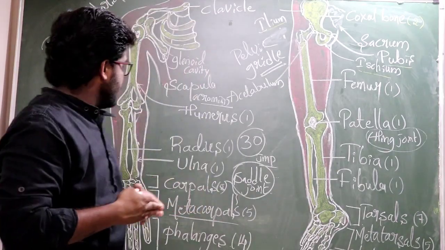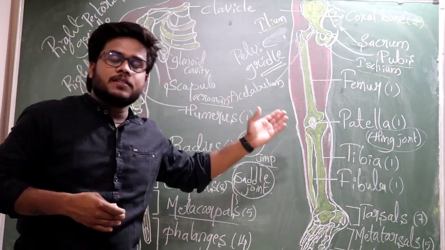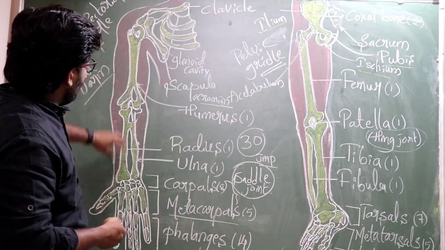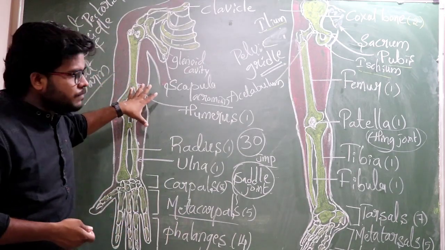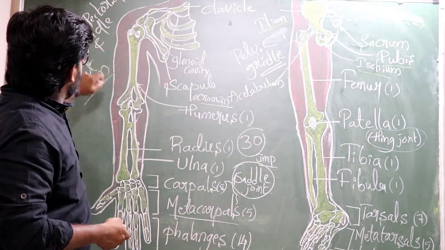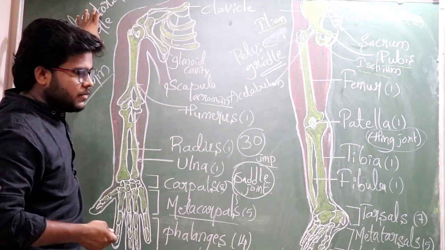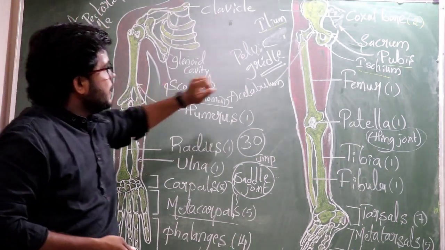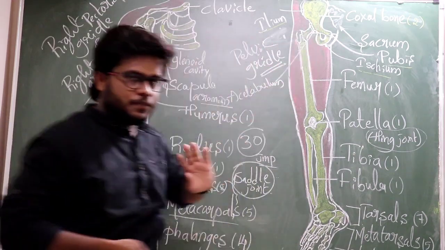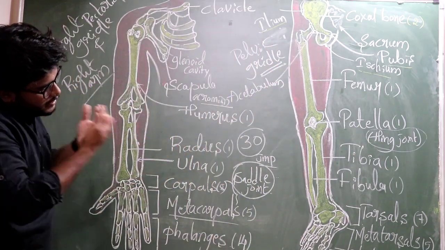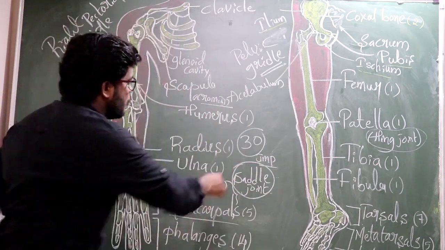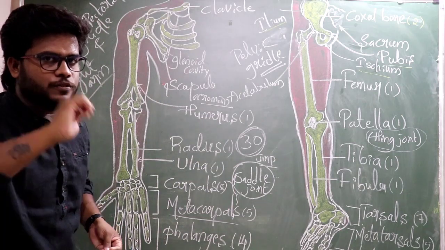Now let us study about the appendicular skeletal system. The appendicular skeletal system mainly consists of the two forelimbs and two hind limbs, and their respective girdles. That is, for the forelimb it is the pectoral girdle, and for the hind limb it is the pelvic girdle. In the appendicular skeletal system, each limb consists of about 30 different types of bones.